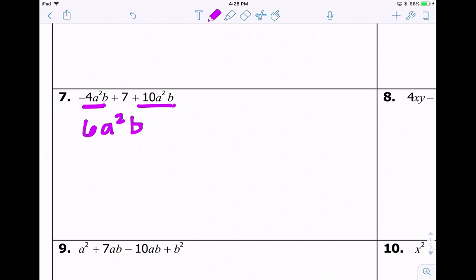And then we also have a constant in this case. We have a 7. It doesn't have any other constants to go with it.